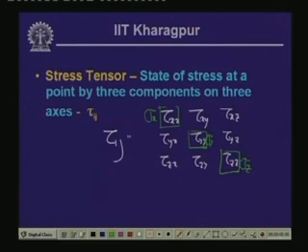So, we have the stress components sigma x, tau x y, tau x z, which are acting on the x plane. We have tau y x, sigma y, tau y z, which are acting on the y plane, and tau z x, tau z y and sigma z, which are acting on the z plane. So, these are the 9 stress components we have at a point.